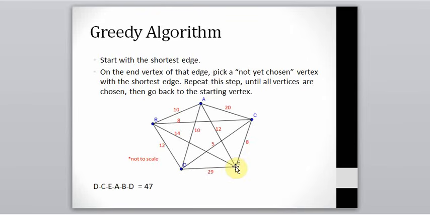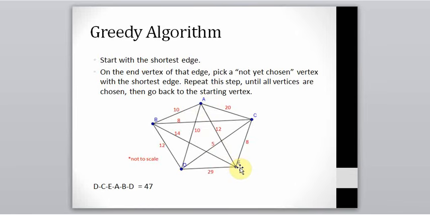From E again, you need to look for the edge with the shortest measurement. Again, it must be a vertex which is not yet chosen. From E, we are done with C. So E to A, the distance is 12.